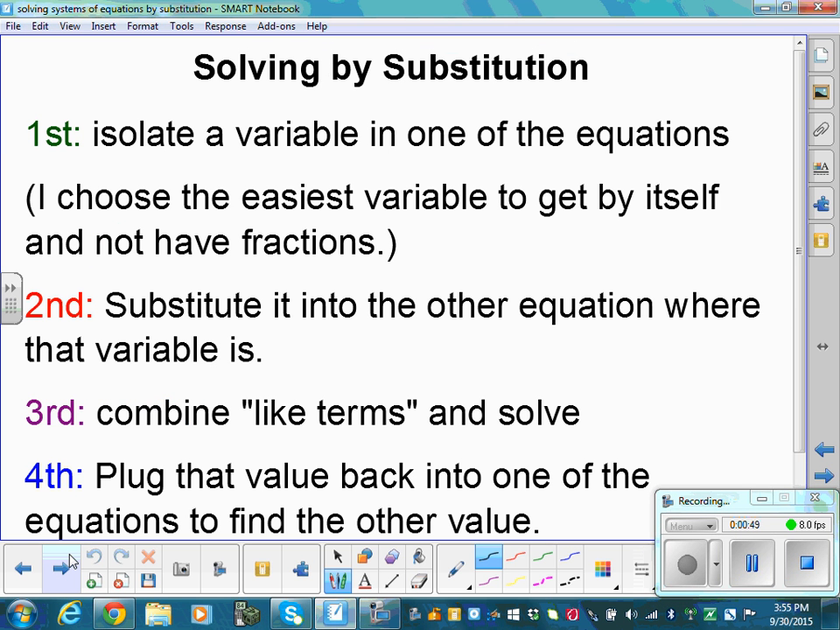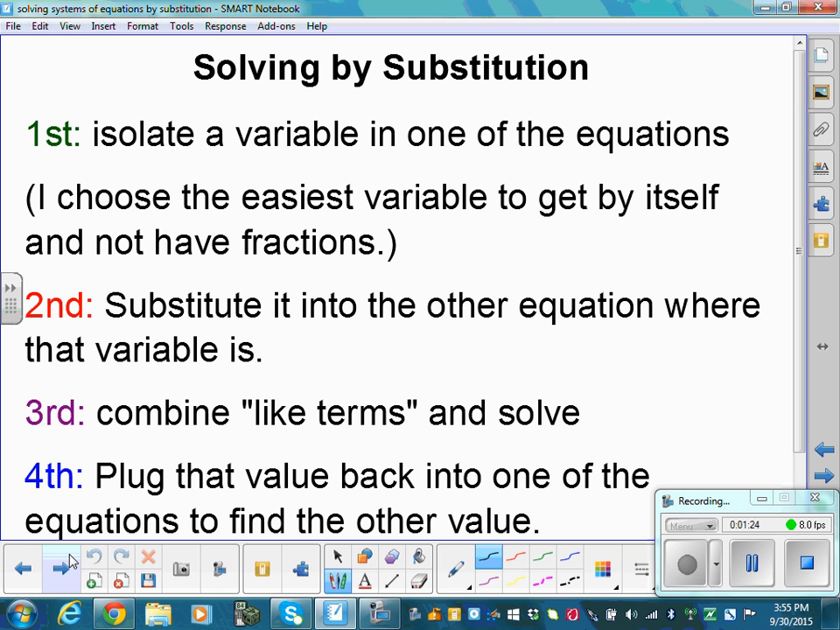Now, understand there are multiple ways of solving systems of equations. Today we're going to be solving them by substitution. Here are the steps to solving by substitution. The first thing you're going to do is isolate a variable. So you're going to look in one of the equations or the other equation, and you're going to get one of the variables all by themselves. You can do that by using the correct operation to get from one side of the equation to the other. I always choose the easiest variable to get by itself, where I don't have to deal with fractions.